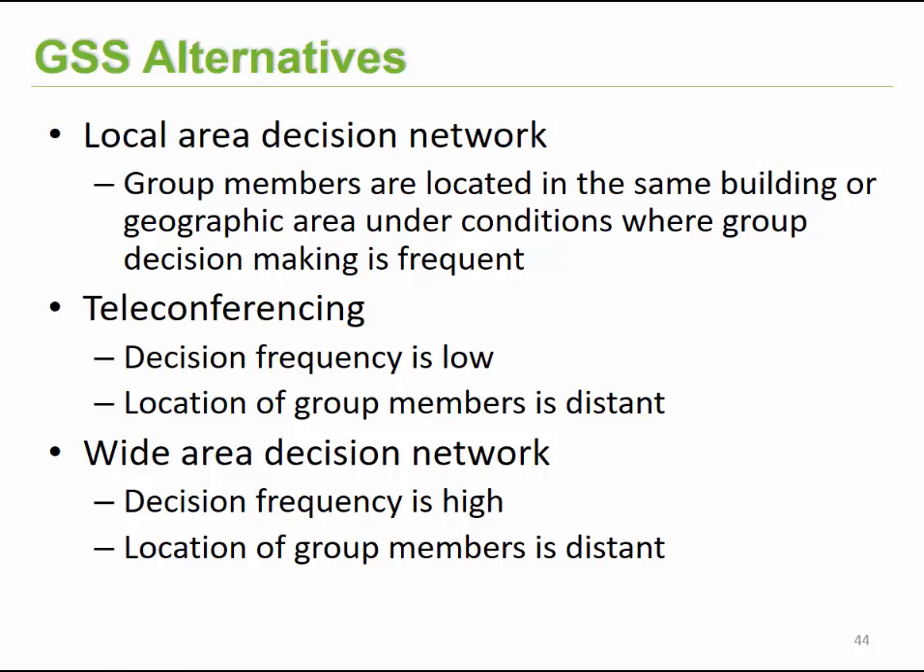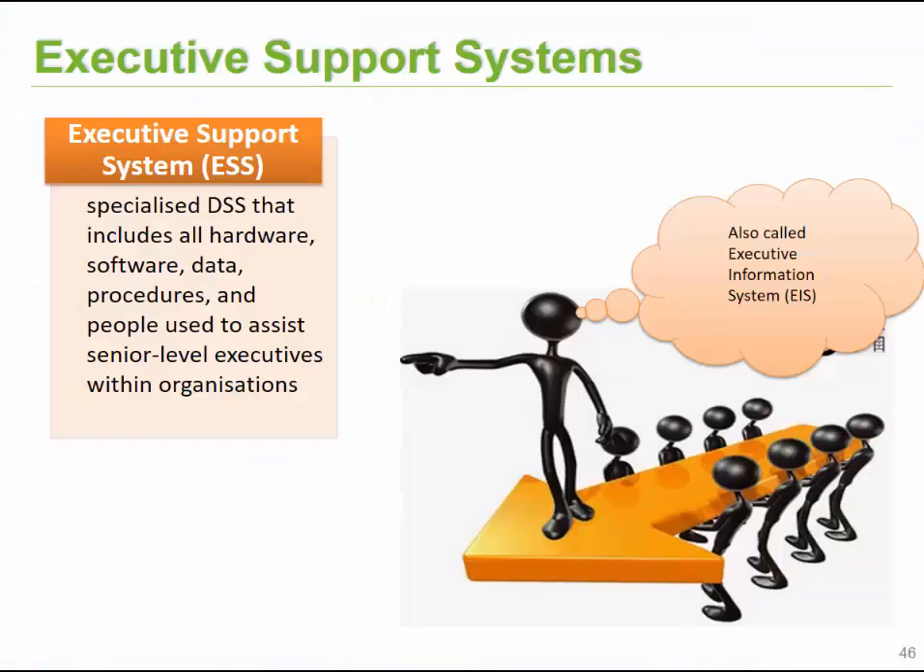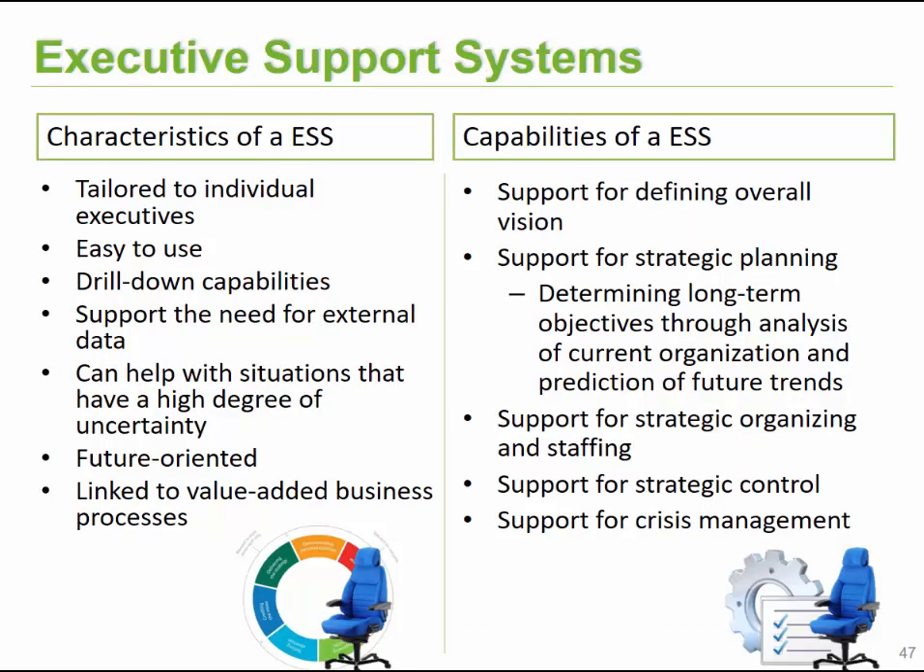Now, the last system associated with decision support systems is known as executive support systems. Executive support systems are also known as executive information systems. Again, these are specialized systems that will allow our senior executives within an organization to make better decisions. So the aim is for the higher level individuals in the organization. Similar to all the other systems, they will provide you with various characteristics and capabilities.